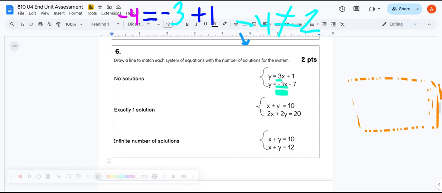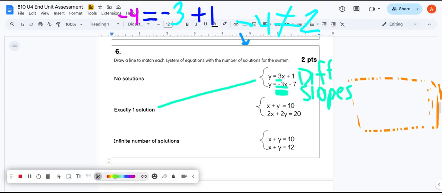I have a -3 and a 3. So that tells me they have different slopes. If they have different slopes, I automatically know this will give me one solution where they intersect at one point. Perfect.